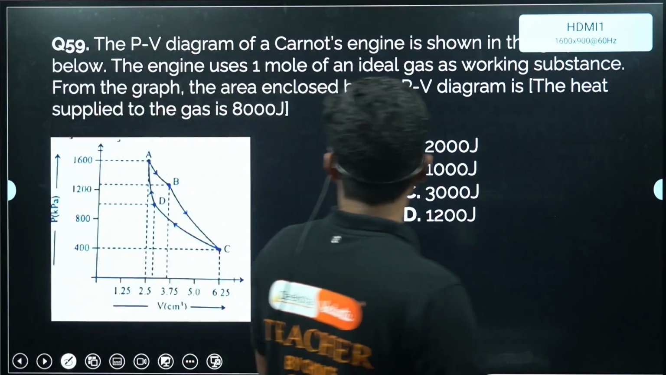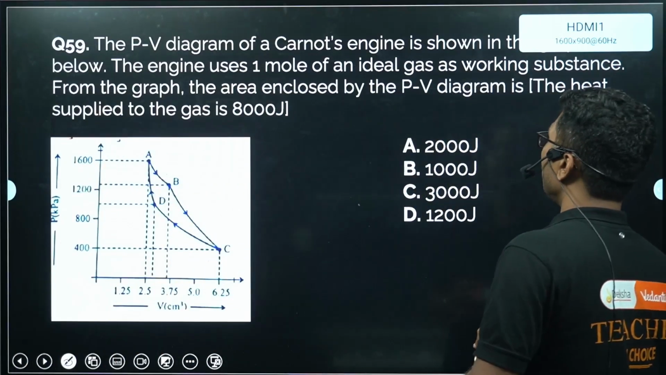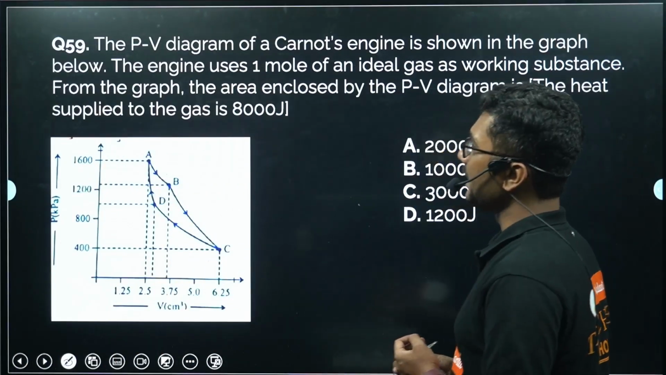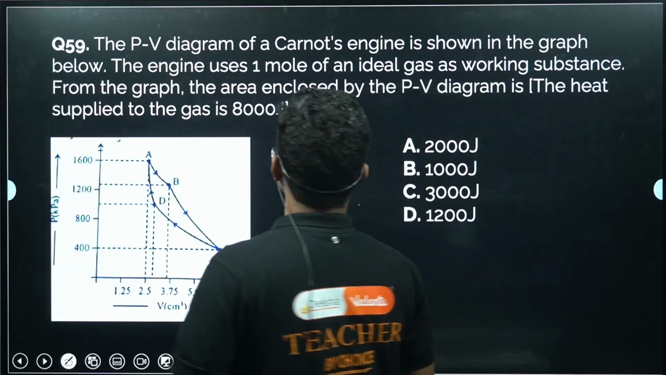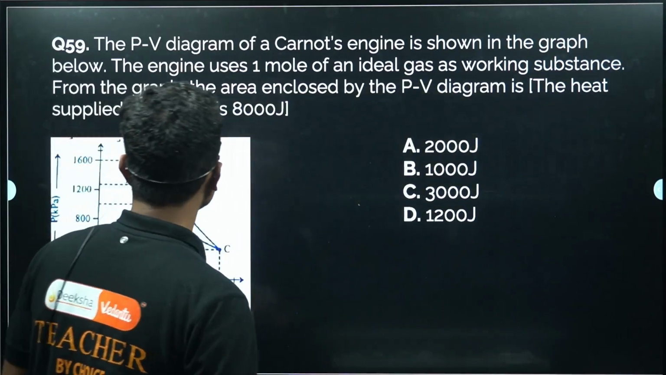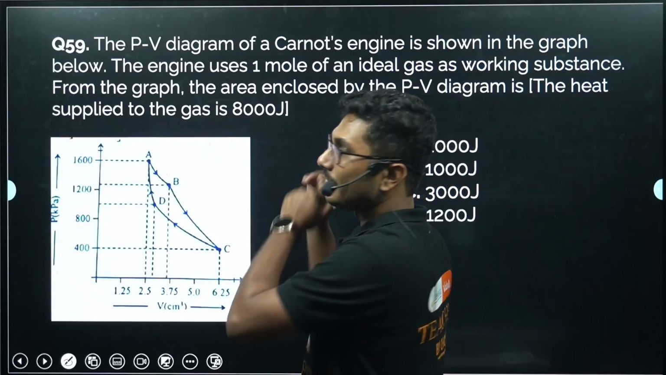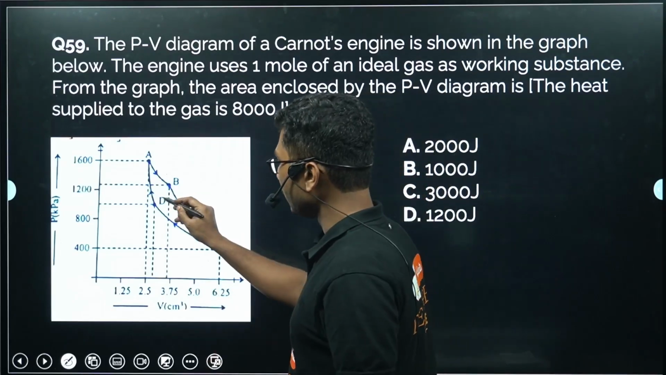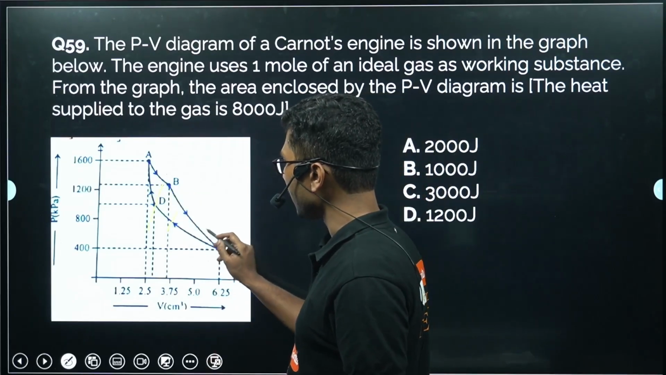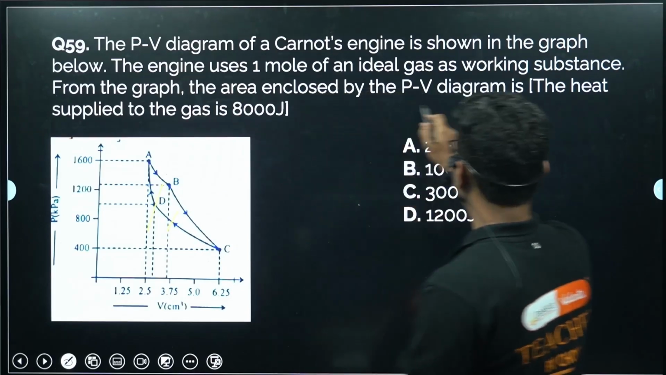The PV diagram of a Carnot engine is shown in the graph below. The engine uses 1 mole of an ideal gas as the working substance. From the graph, the area enclosed by the PV diagram is. So this is a very, very tricky question. You have to find the area enclosed by the PV diagram, right? The area on the PV diagram in the graph.